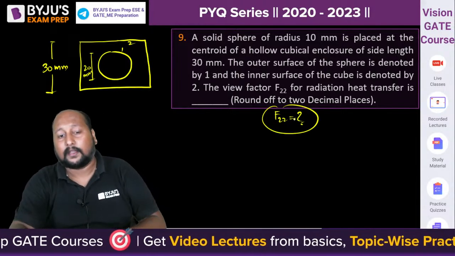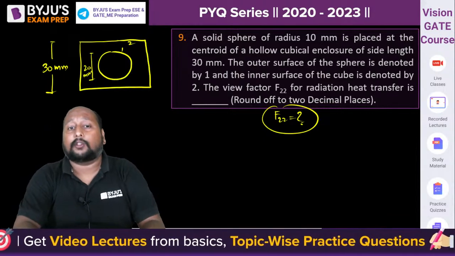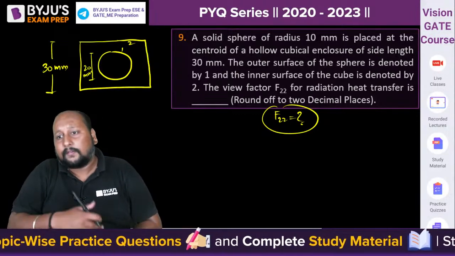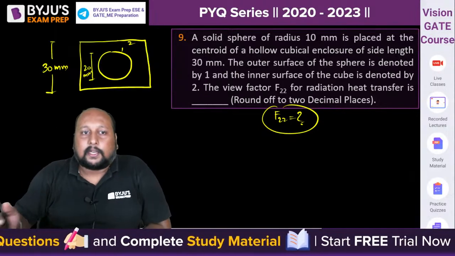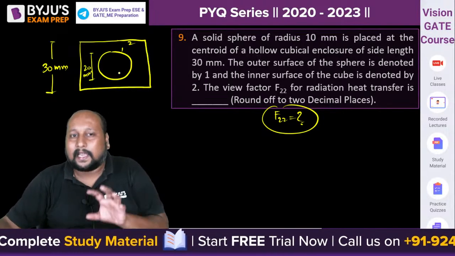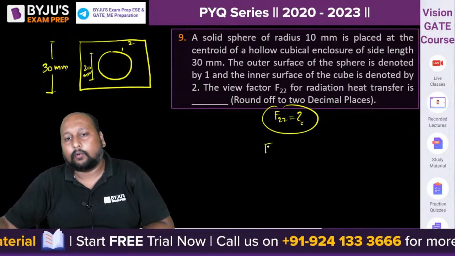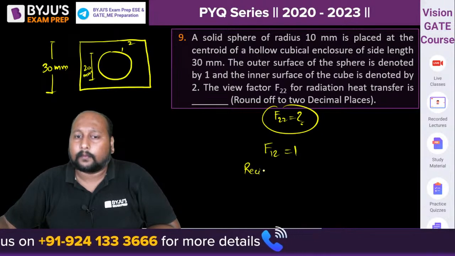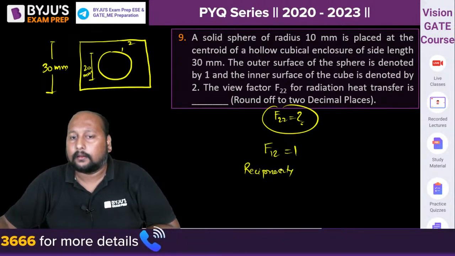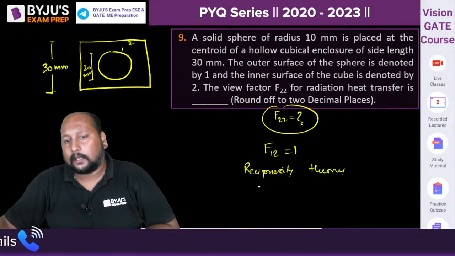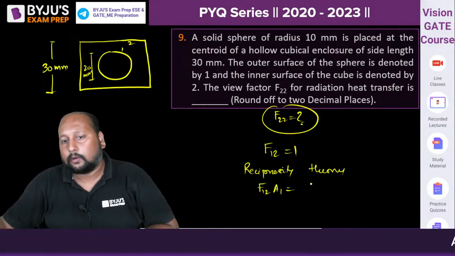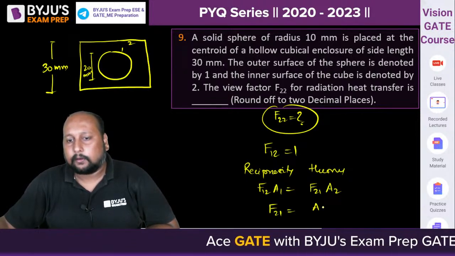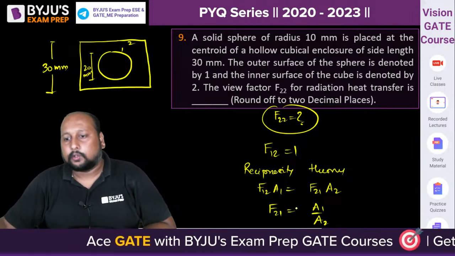Every time you might have seen that you get questions from the shape factor many times. That is the reason we always try to practice shape factor questions in almost every session if you're practicing the heat transfer subject. Chaliye, because the solid sphere inside is enclosed in the cube, I can say F12 is equal to 1. So we can use the reciprocity theorem. Applying the reciprocity theorem, F12 A1 is equal to F21 A2. So from here F21 is equal to A1 by A2 because F12 is equal to 1. So calculate the value of F21.